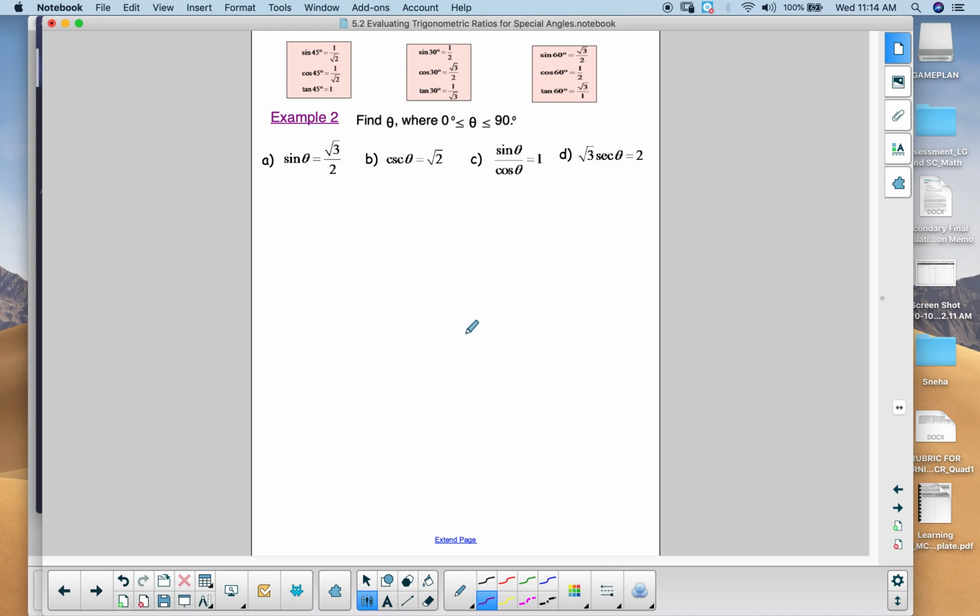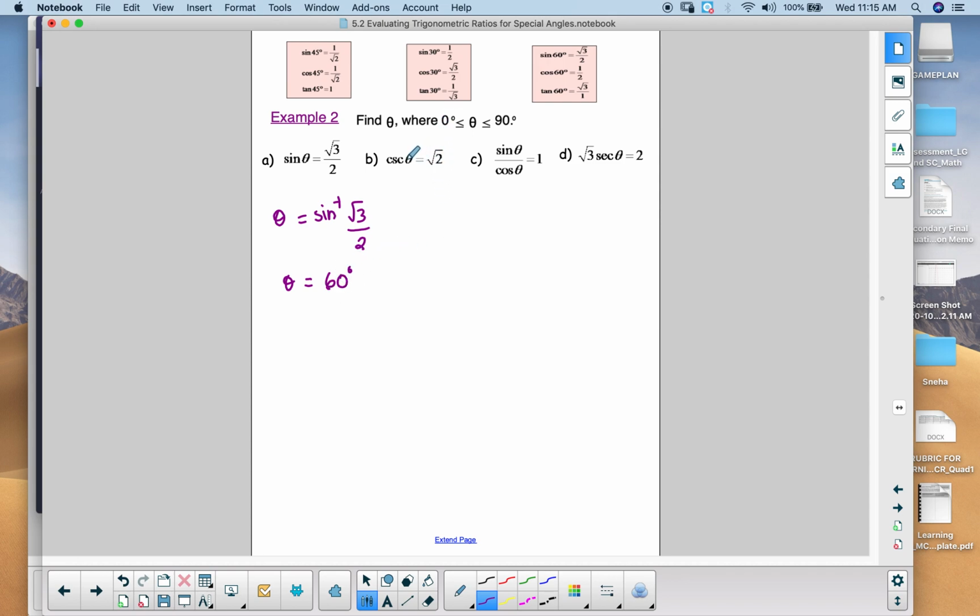Okay, let's try another example. Find the angle theta, which is an angle between 0 and 90, so it's an acute angle. Find the theta if sine of theta is root 3 over 2. So we know now that if we are given the ratio, we just do theta equals sine inverse of root 3 over 2. And which angle gives us root 3 over 2 for sine? It's only this one, 60. Sine of 60 is root 3 over 2, so theta equals 60 degrees.